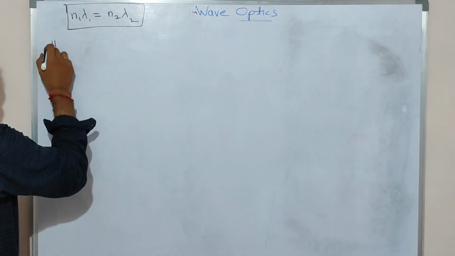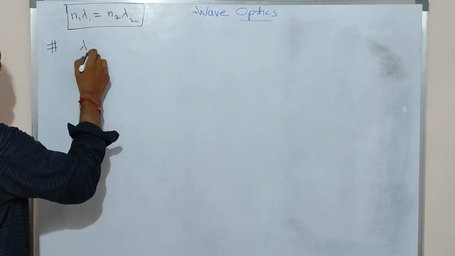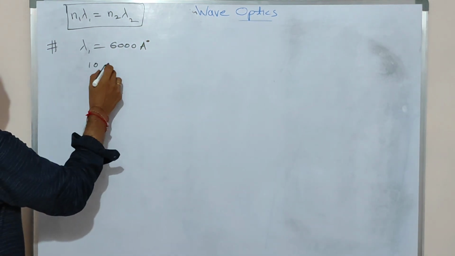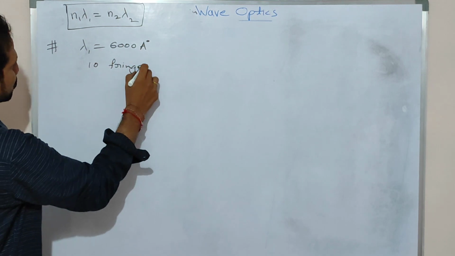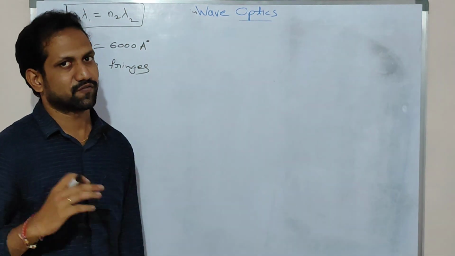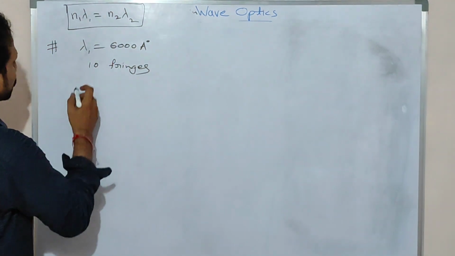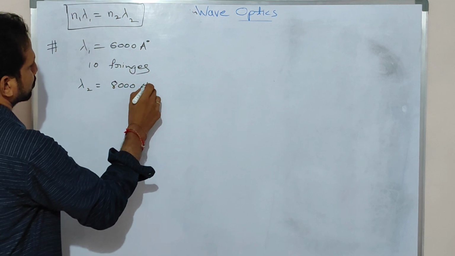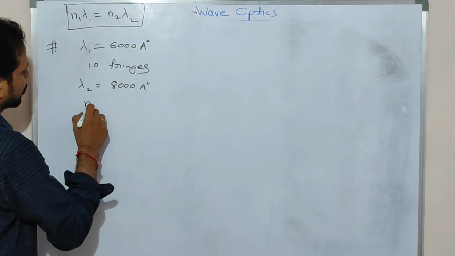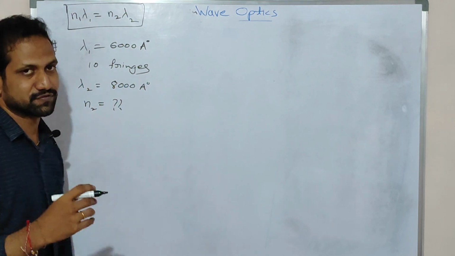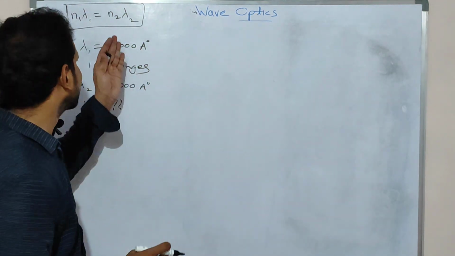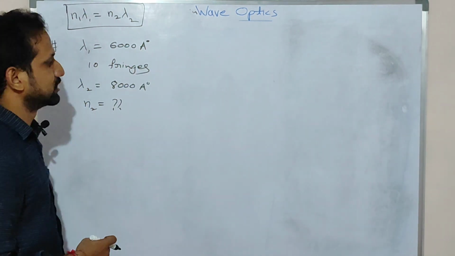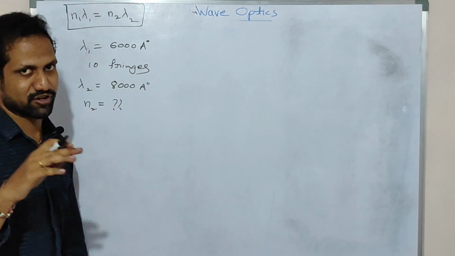So let us consider a problem. Suppose a wavelength of 6000 angstroms is used and 10 fringes are formed in the field of view. Now the second time they are using a wavelength of 8000 angstroms. How many fringes are observed in the interference pattern? This is the question. It's very easy and it is a NEET level problem. Sometimes they can ask JEE Mains level also, because nowadays the paper is coming very easy.